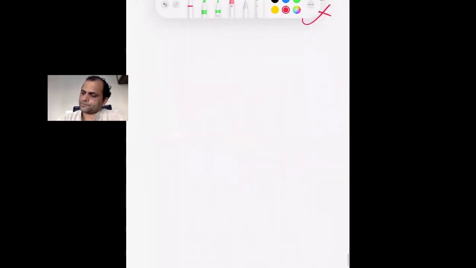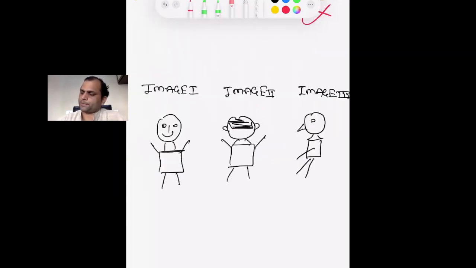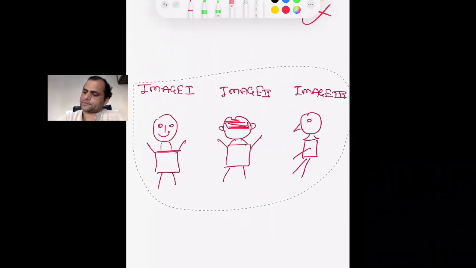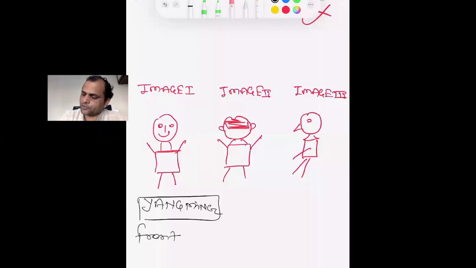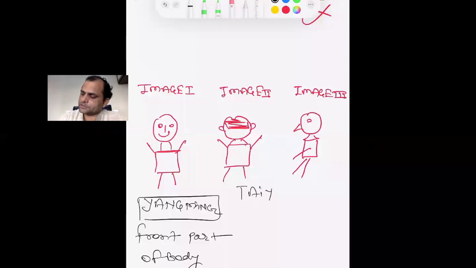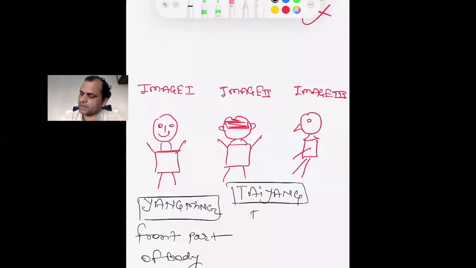We have seen that which supplies the front part of the body, we call it Yang Ming. The meaning of Yang Ming is that which supplies the front part of the body. And what supplies the back part of the body? The name of this is Tai Yang. So the meaning of Tai Yang is that which supplies the back part of the body.